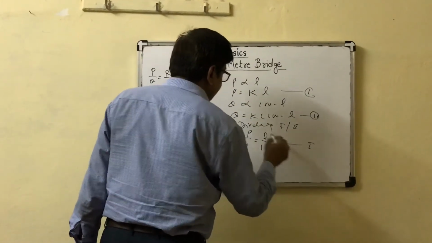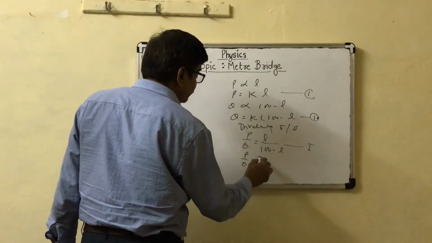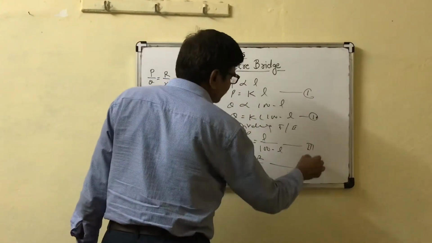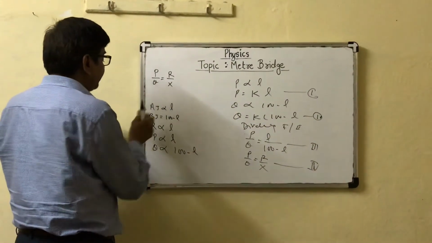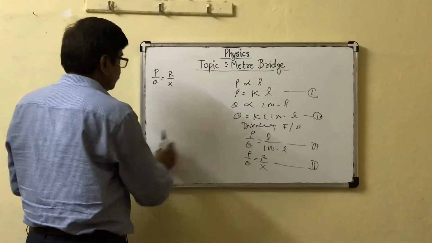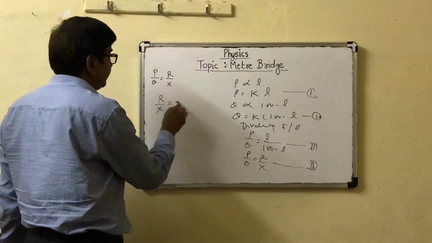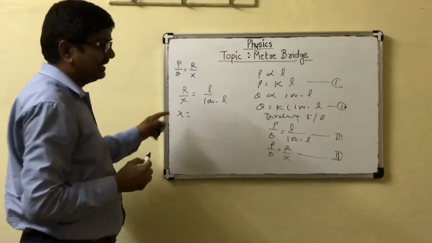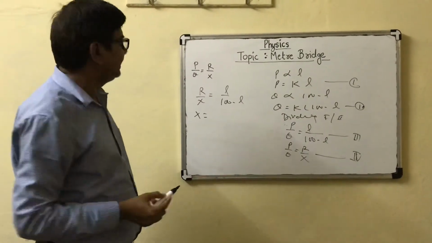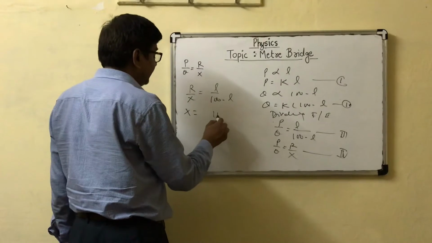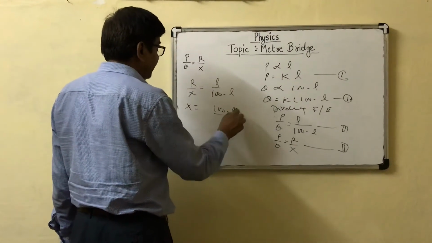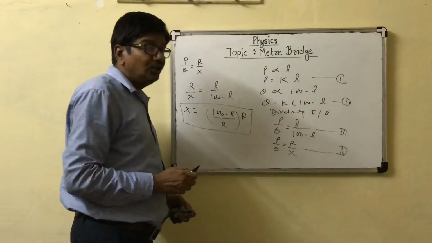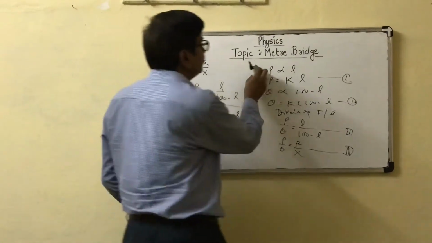This equation compare P upon Q is equal to R by X. Suppose this is the equation number 3rd or this is the 4th. So compare these equations. So R by X is equal to L upon 100 minus L. So what is X? X is the unknown resistance which we determine. So X is equal to 100 minus L upon L into R. This is the formula of unknown resistance we have to calculate.